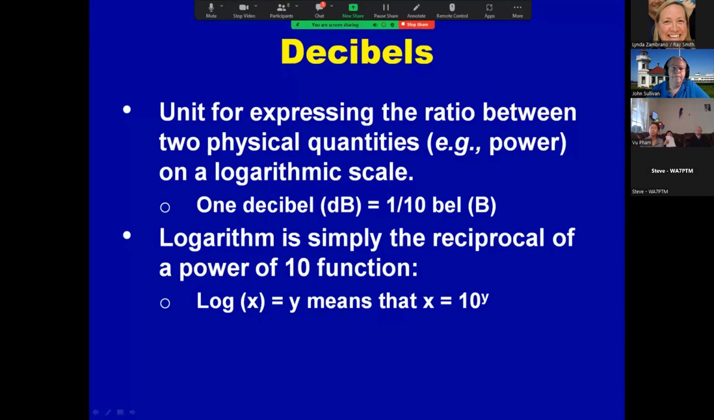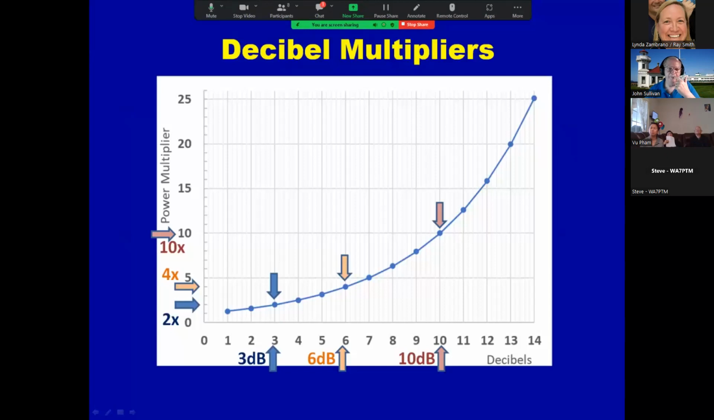Okay. So what does that mean for us? Well, what we need to know is pretty simple. You can see that this curve is a logarithmic curve. And what we care about for the exam purposes is three numbers, 3, 6, and 10. This is decibels on the bottom, and power multiplier on the y-axis here. So 3 dB is twice the power. So 3 dB is a doubling of the power.